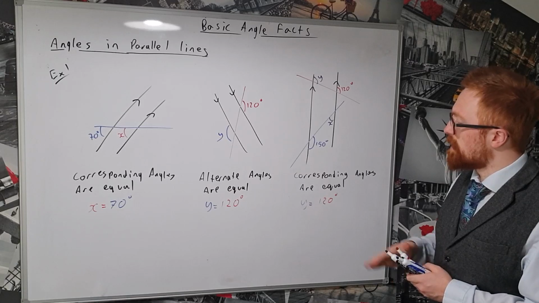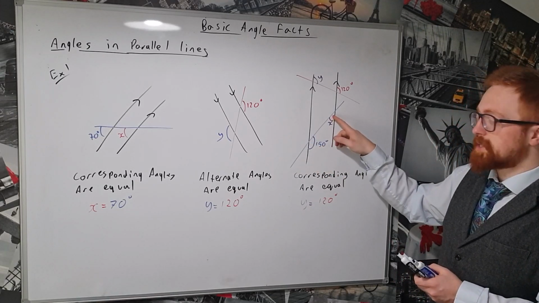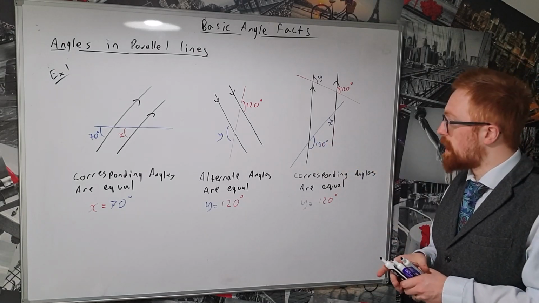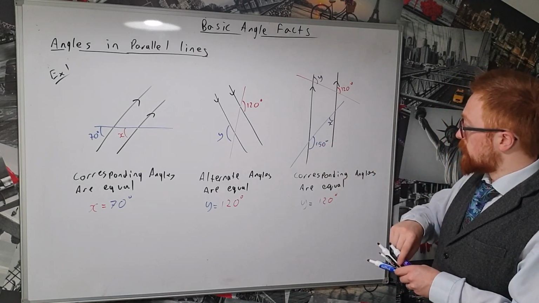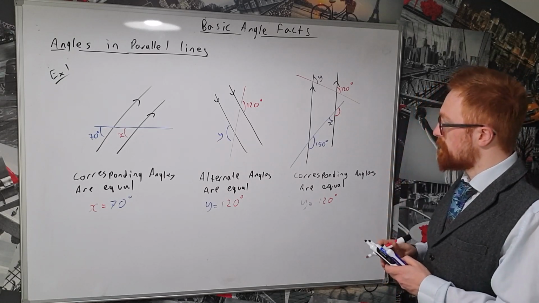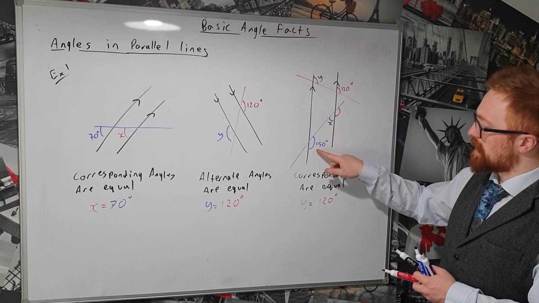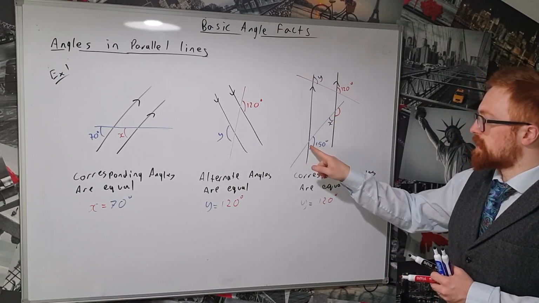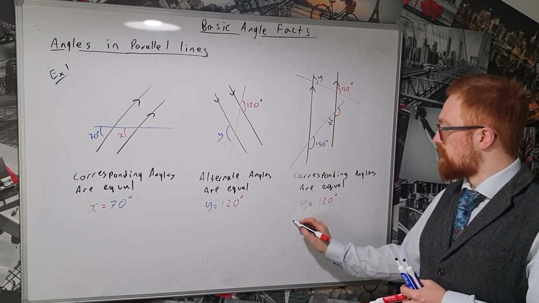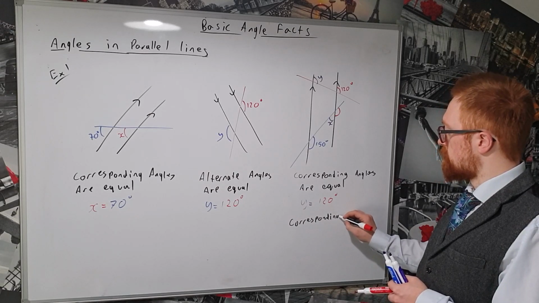So here we've got an obtuse angle and an acute angle that are on the same transversal. So they're clearly not the same. But what we can do is work out what this angle here is. The red angle is the same as this 150 degrees, again, because it's a corresponding angle. So corresponding angles are the same.